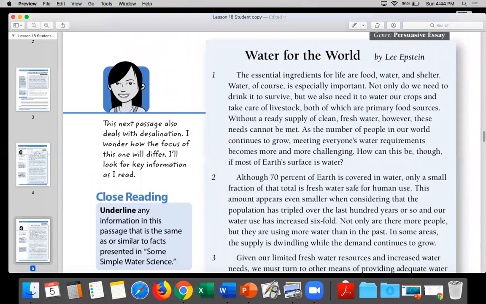The first one is in the first paragraph. Not only do we need to drink it to survive, but we also need it to water our crops and take care of livestock.